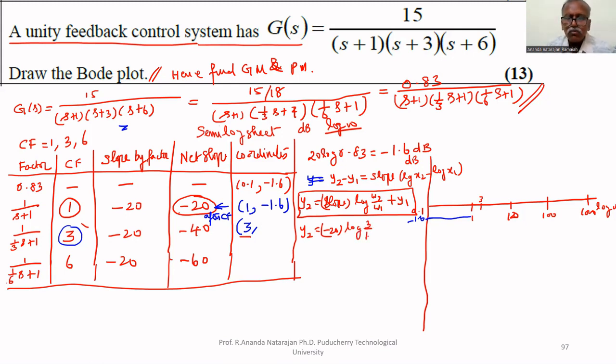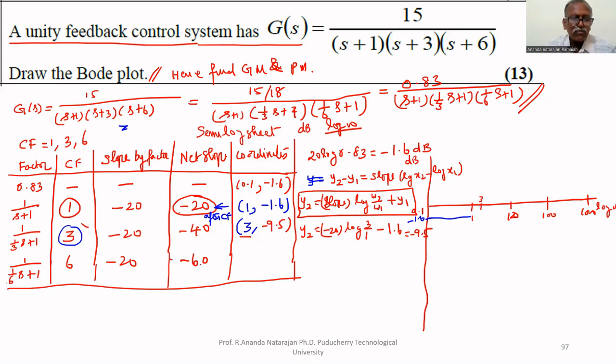Log omega 2 over omega 1 is 3, plus minus y1, that is 1.6. That is equal to minus 9.5. Therefore, the coordinate is minus 9.5.